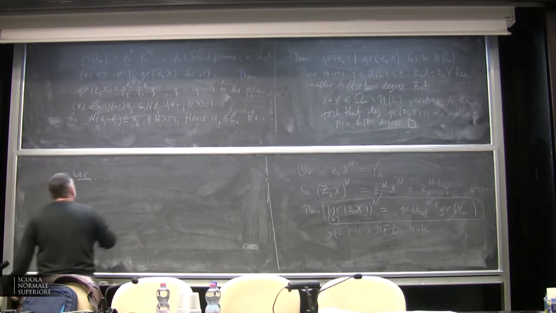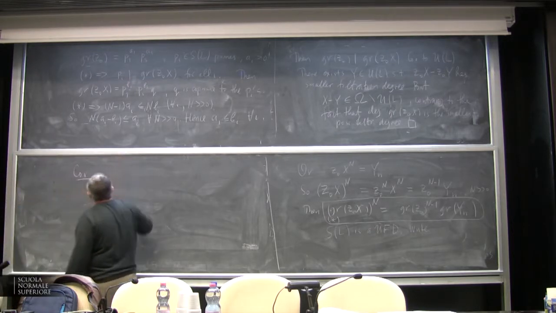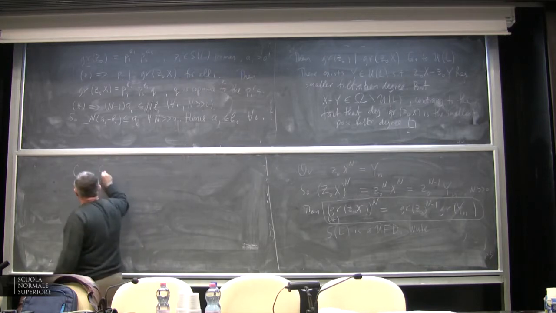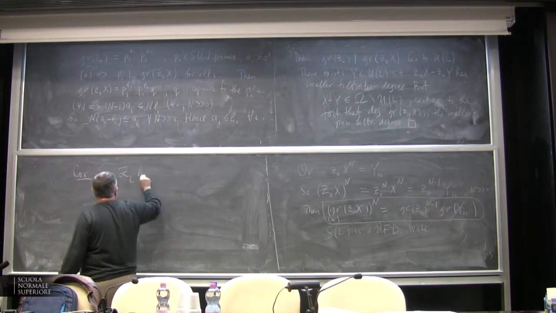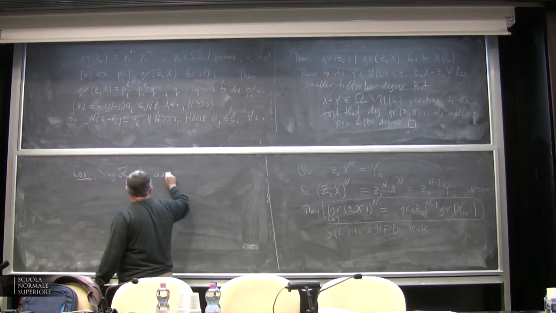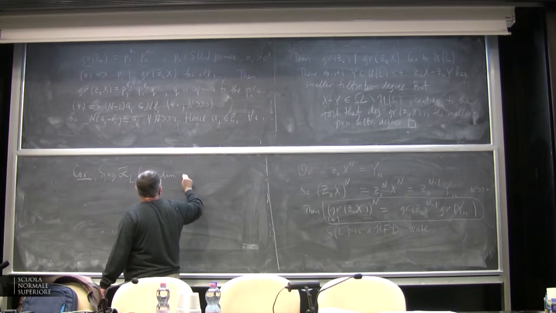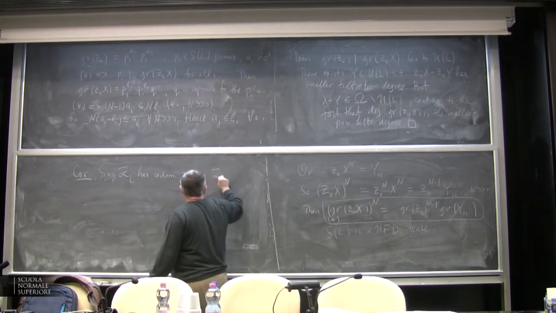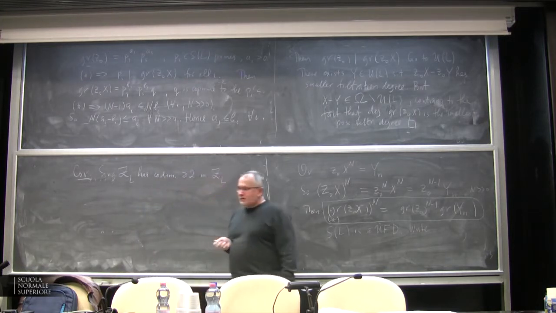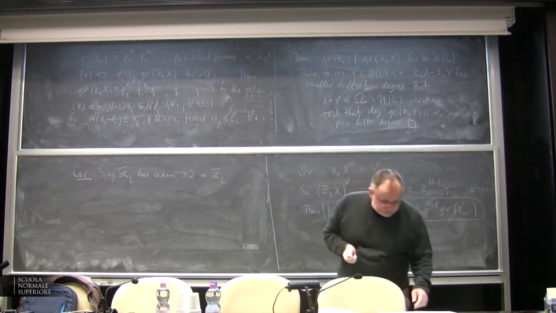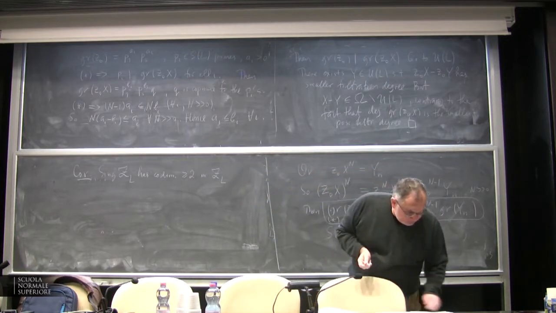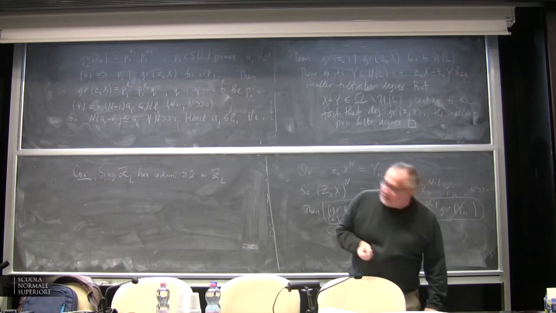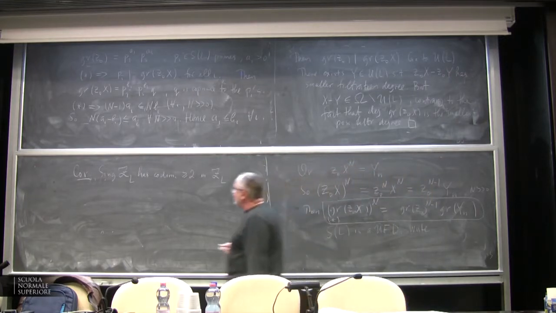So the corollary: the Hausdorff variety is normal, and so this implies that the singular locus of that has codimension two, which is a general fact about normal varieties. So the singular locus is very important for our representation theory.